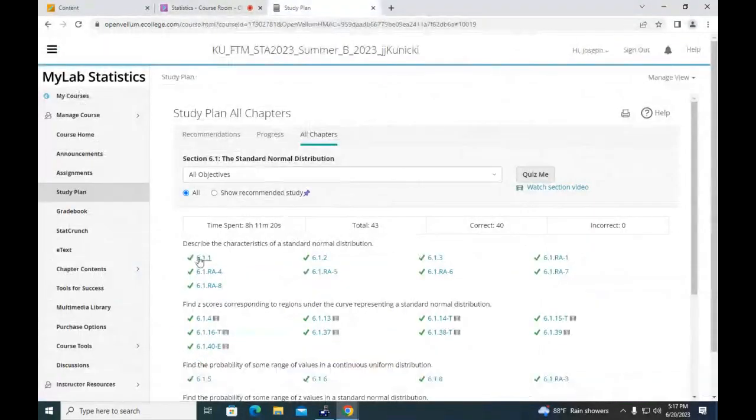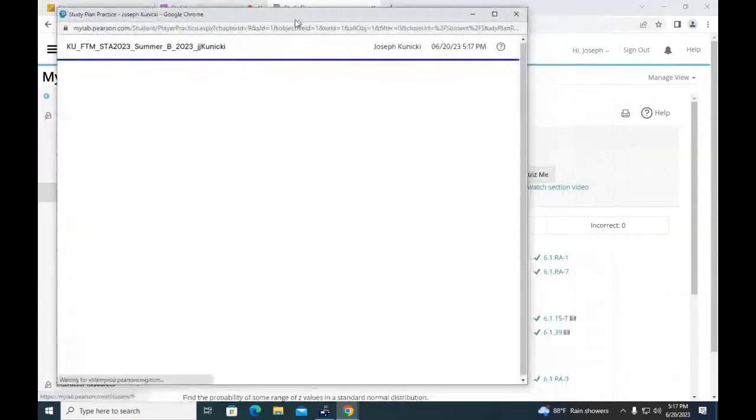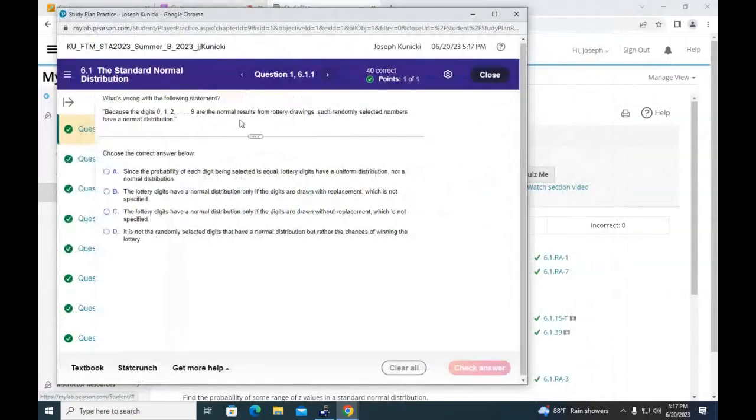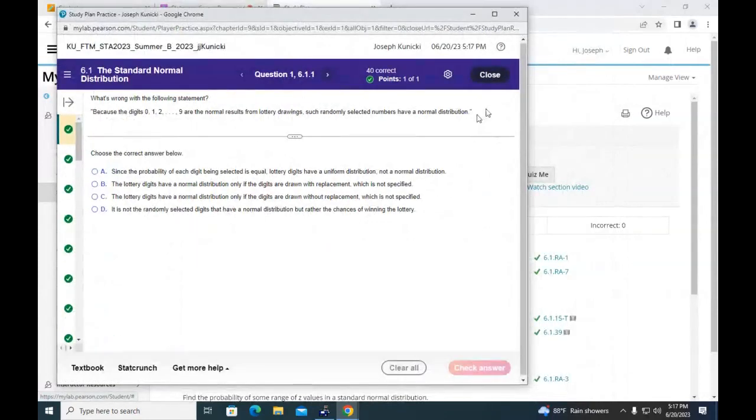I appreciate that. Okay, so some of this is laying the groundwork. Some stuff we just talked about, and some of it will follow directly. What's wrong with the following statement? Because the digits 0 through 9 are the normal results from lottery drawings, such randomly selected numbers have a normal distribution.